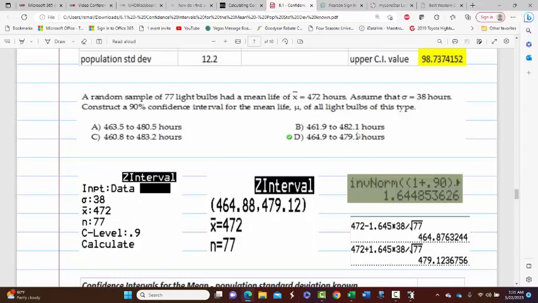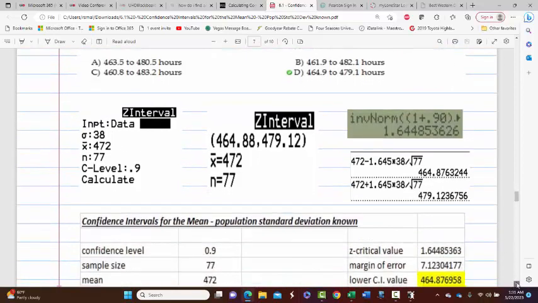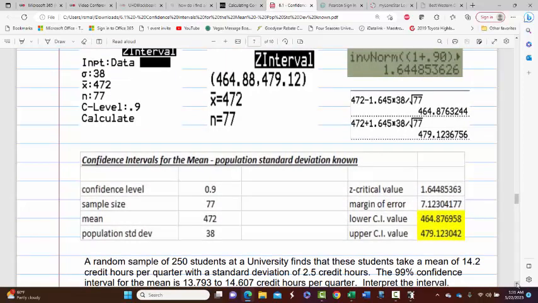Okay. All right, let's see. Excel, I mean. 0.9, 77, 472, 38. There are the answers there. You can see them right there. Same as the calculator. Just the calculators are obviously rounded to two decimal places.